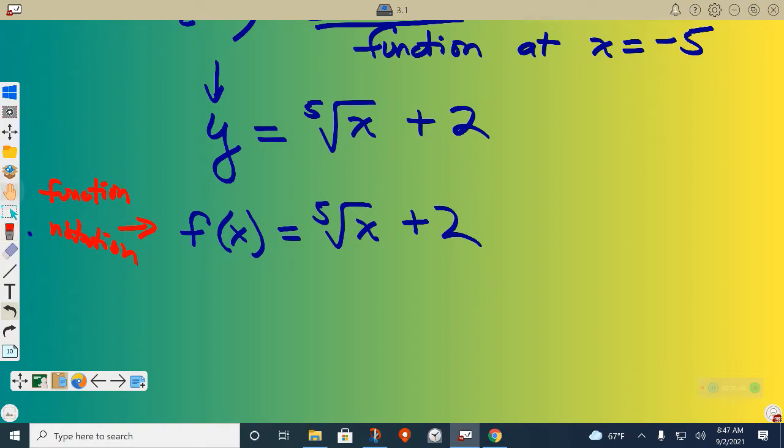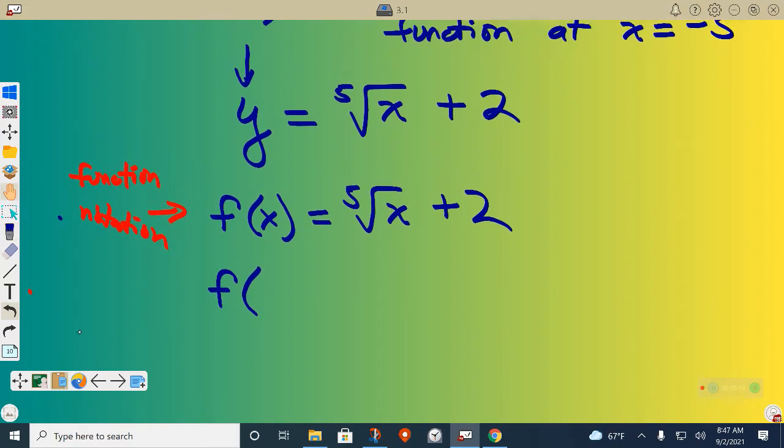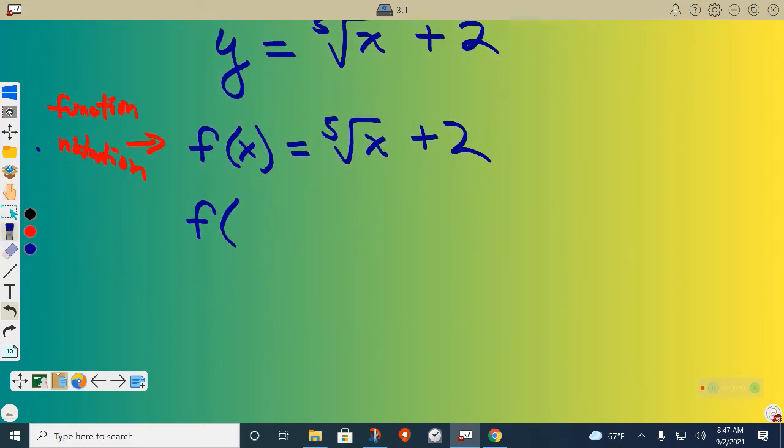Let's do this. So watch this now. Remember, they're asking us to replace x with -5. The function at -5 is, watch this now. So I replace x with -5. So the way I read this is the function at -5. What is the function at -5? Well, let's find out. It's the fifth root of -5 plus 2.